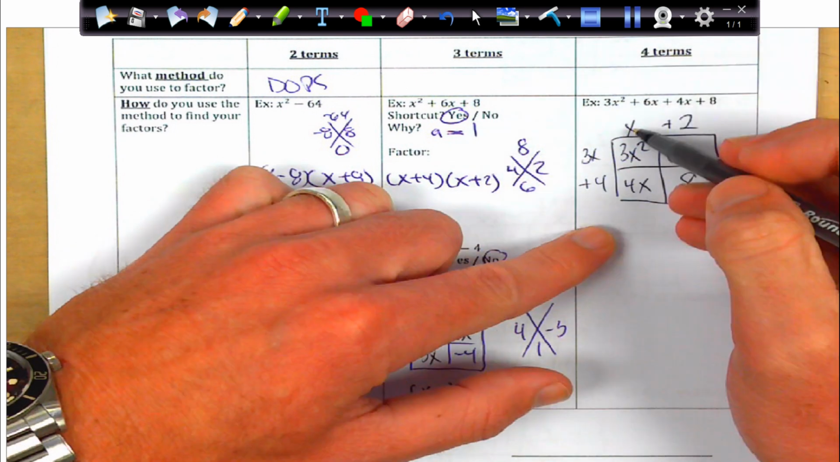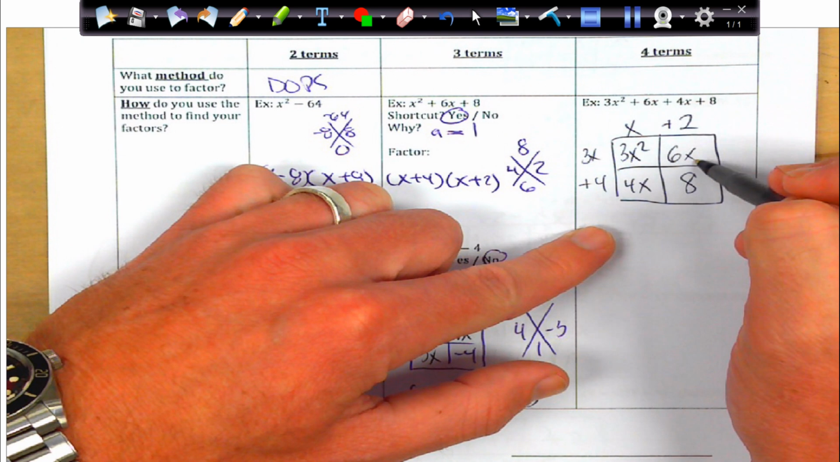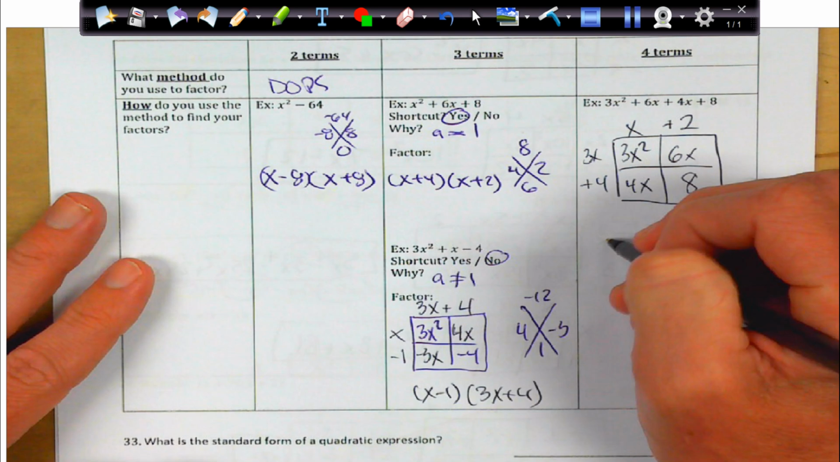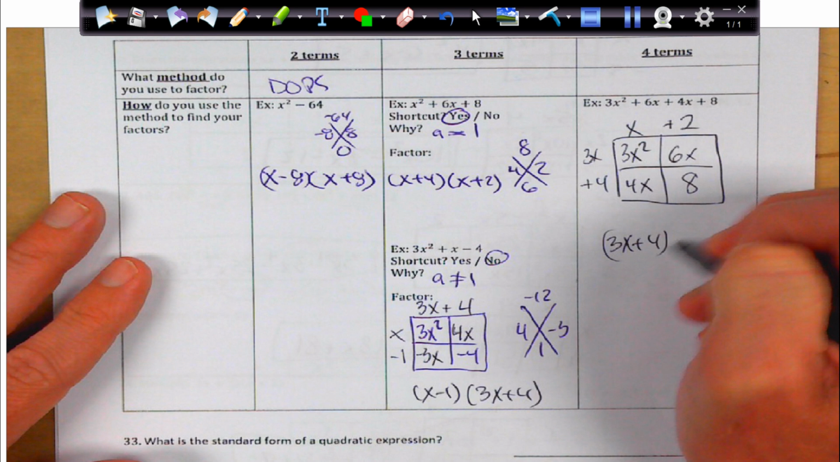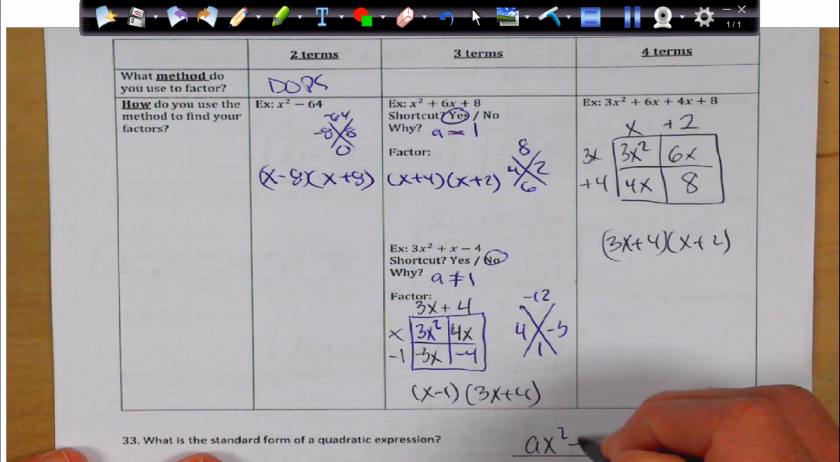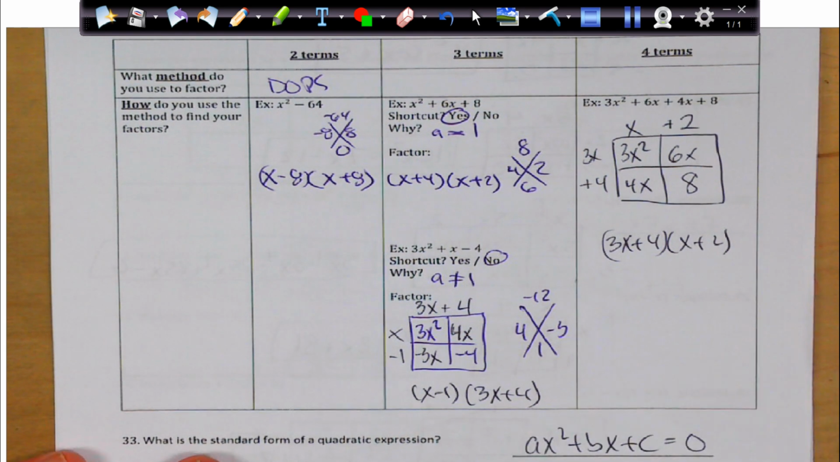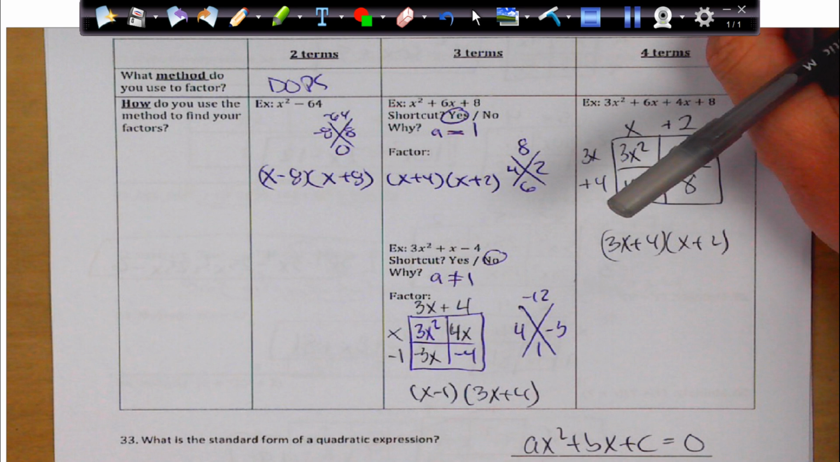And then just double check. 4x, 8, 3x squared, 6x. So that looks good. So we get 3x plus 4 and x plus 2. What is the standard form of a quadratic? Well, that would be ax squared plus bx plus c equals 0 or equals y or equals f of x. Depends upon how you want to write it, but this is the main part. That is our standard form.